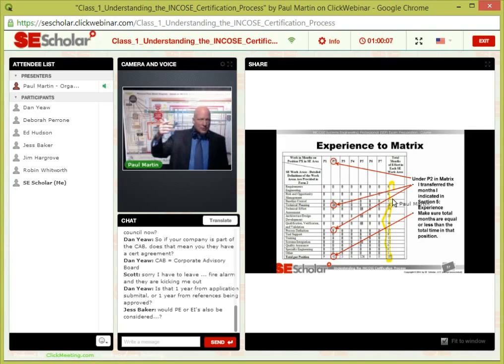As you're filling out each position, do it from the latest position, the one you're in now, and then go backwards in time. If you do that, position 1 will give you so many months per system engineering area. Position 2 will increase that, and position 3 will increase it. Look at your total. Once you've reached 12 for 3 areas, boom, you can stop, because that's all they're looking for.